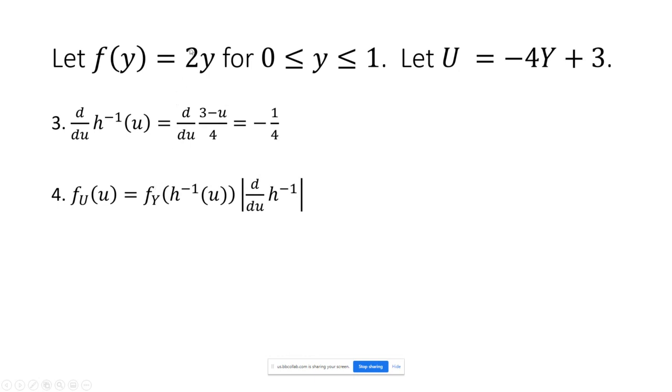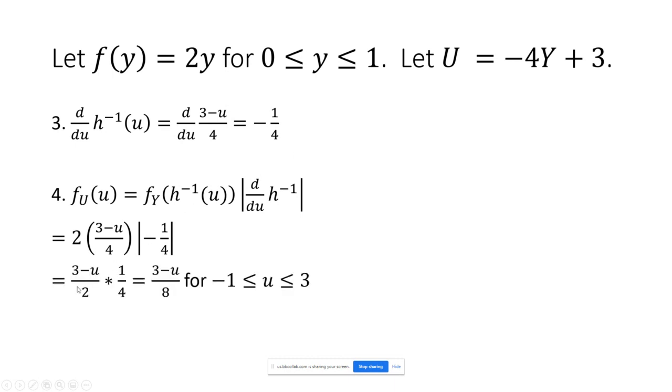All right, so we're going to take our density function for y, 2y, and plug in what y equals in terms of u. So we've got 2 times the quantity (3 minus u) over 4. And then we're multiplying by the absolute value of the negative 1/4, the derivative that we found in step 3. So that's going to simplify to (3 minus u) over 2 times positive 1/4, or (3 minus u) over 8 for u between negative 1 and 3.